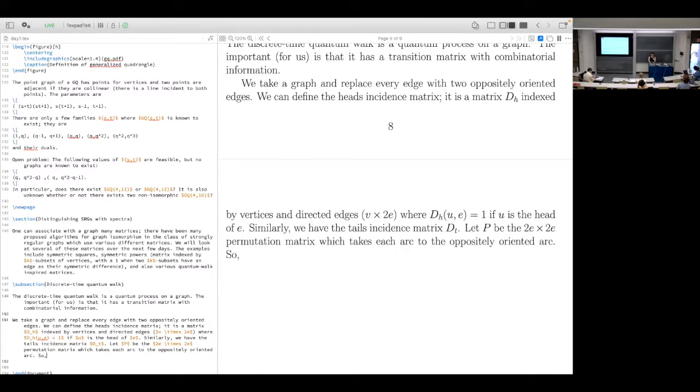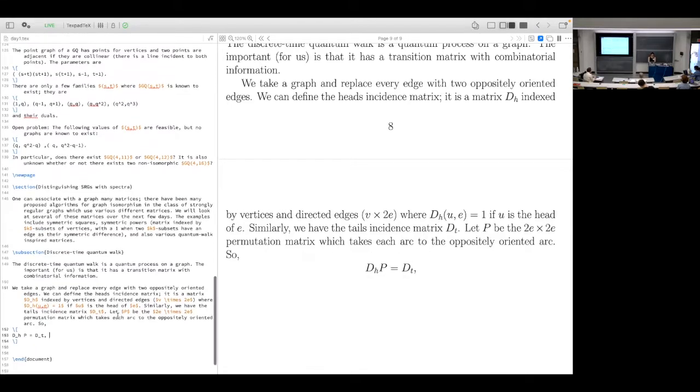Okay, so what that will mean is that D_T is V by 2E. If I multiply by P on this side, I will get D_H because I'm just swapping it out. If a vertex was the head of an edge before, once I apply the permutation, the vertex is now the tail of that same edge. So you can take one of these with the P matrix, or you can take both of them.